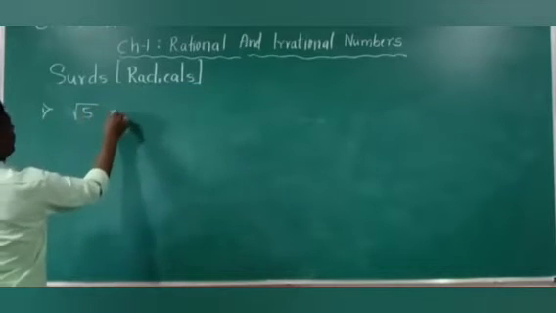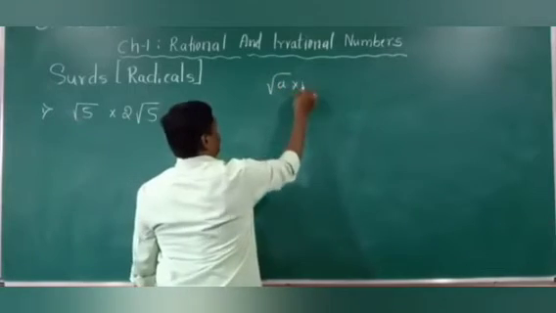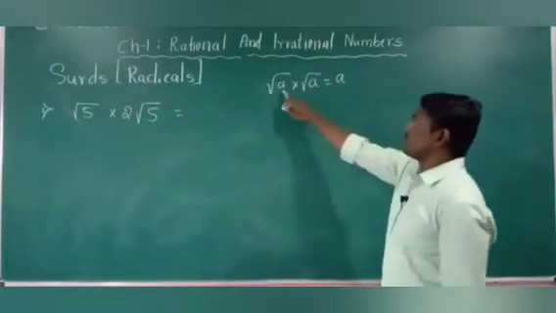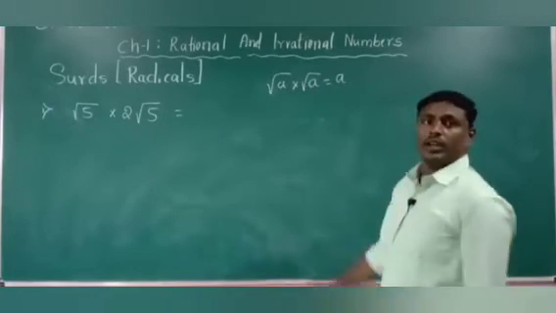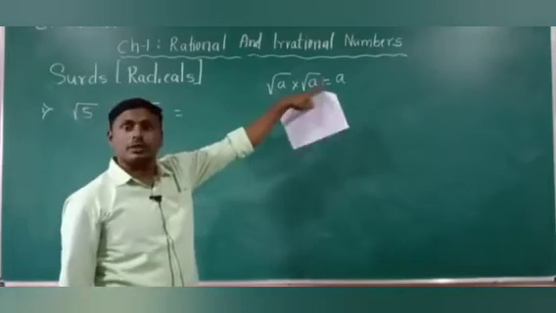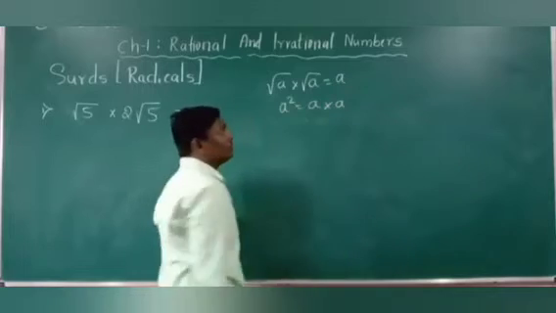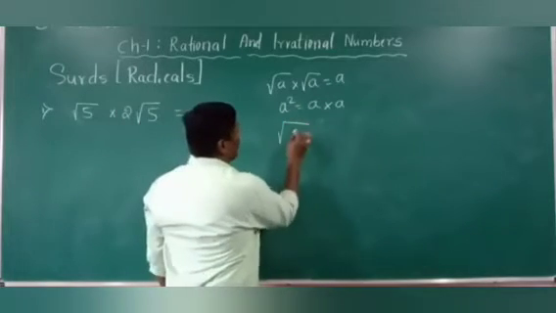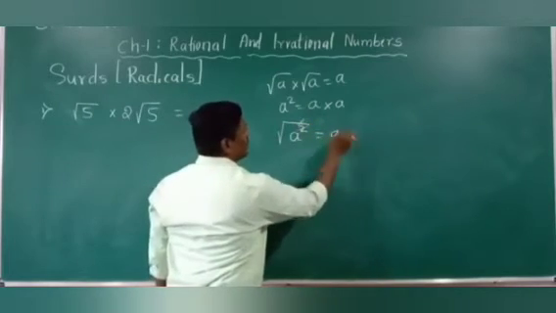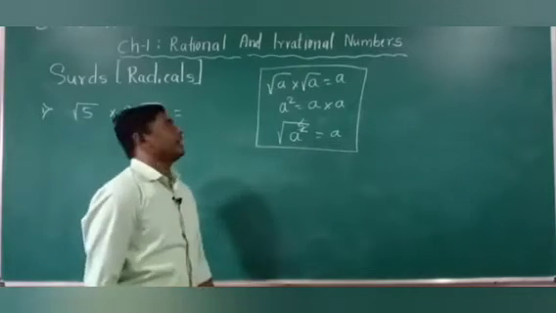Root 5 into 2 root 5. I already told you, root a into root a is nothing but a. So a can also be written as root a into root a. Here, root a into root a is equal to a, and a squared, the square root of a squared, the square and root get cancelled, remaining a. So these are some basic laws of radicals.